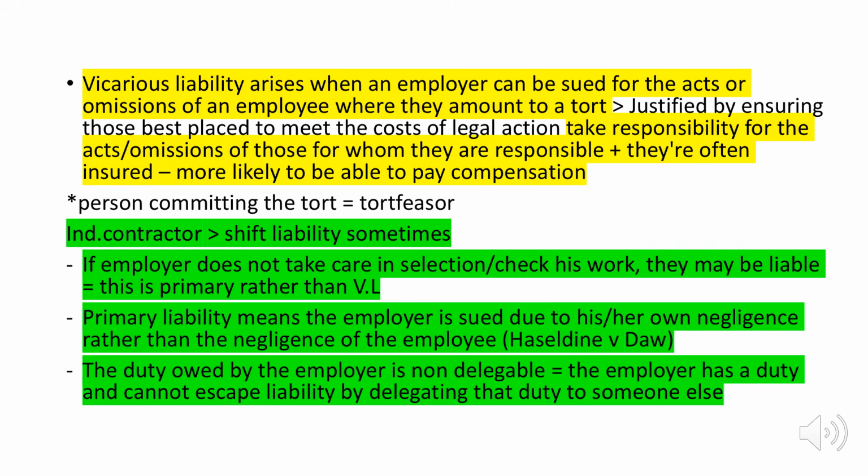So sometimes you can shift liability if there's an independent contractor involved in the case. So if the employer does not take care in selection or checking his work, they may be liable. This is primary rather than vicarious liability. Primary liability means the employer is sued due to his/her own negligence, rather than the negligence of the employee, as shown in Hasseldine v Dorr. The duty owed by the employer is non-delegable, so the employer has a duty and cannot escape liability by delegating that duty to someone else.